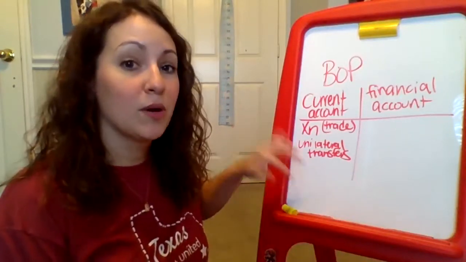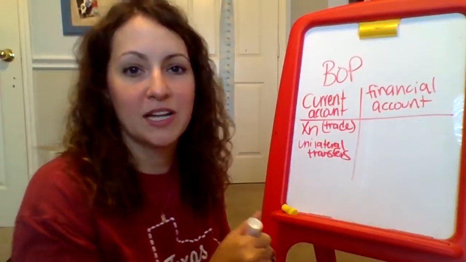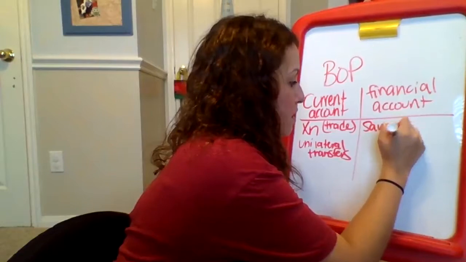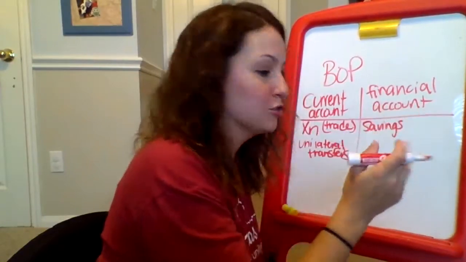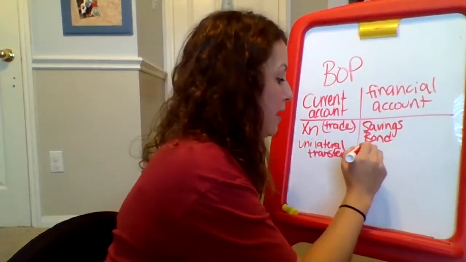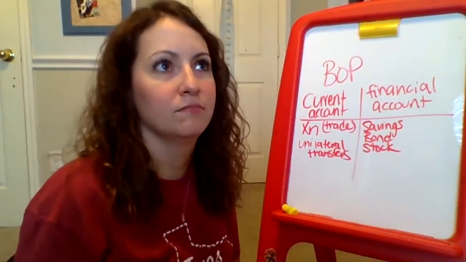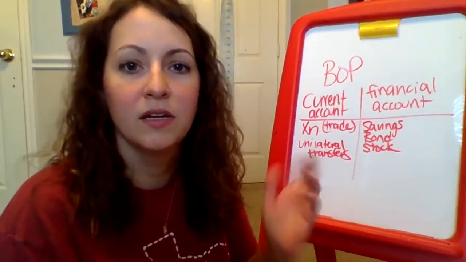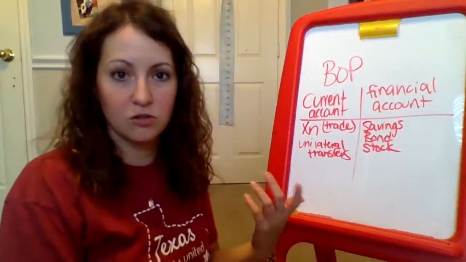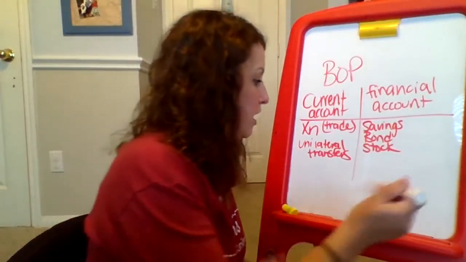And then I'm going to quickly stop the current account and go to the financial account, because that's all financial transactions: savings accounts in different countries, if you buy a bond from a different country, if you have stock in a different country, like in Nissan or Toyota. Those aren't traded on the New York Stock Exchange. Those are foreign companies. Those would be traded on the Japanese Stock Exchange.